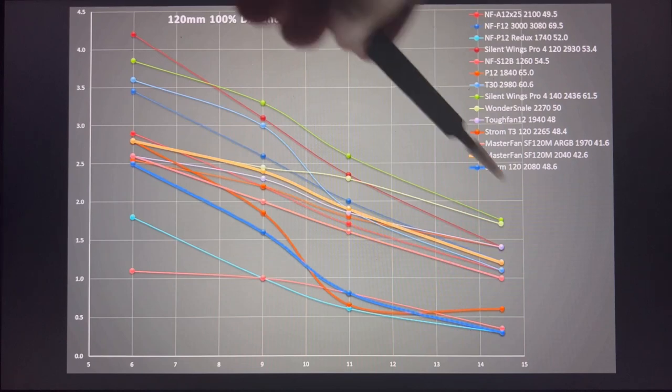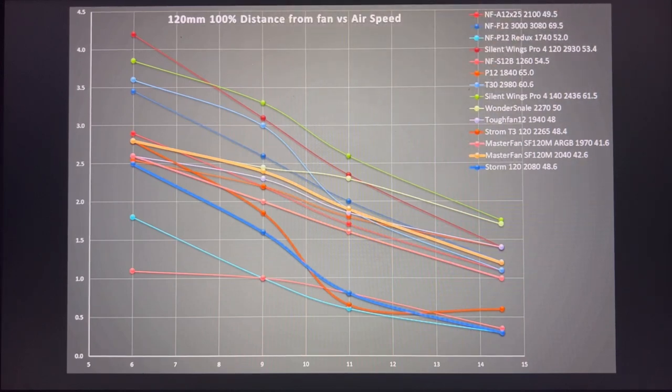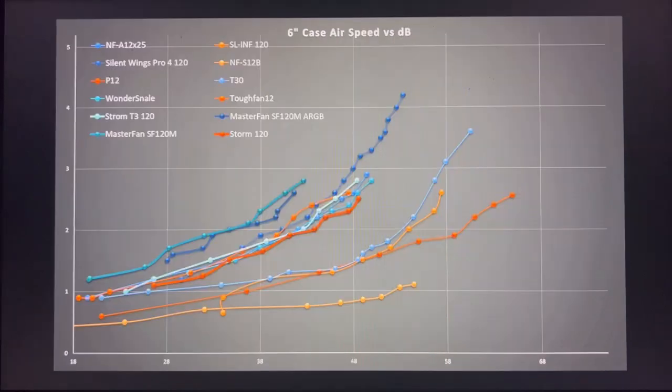So over here in the corner, we have the fan name, the RPM of spinning it, and the noise level it was generating. So depending on what kind of case you have, so again, if you've got a small form factor case, you want to look at the 6-inch mark, and it's what noise level will you tolerate? If you're not going to tolerate very high noise levels, you're going to want to pay close attention to what noise these fans are generating.